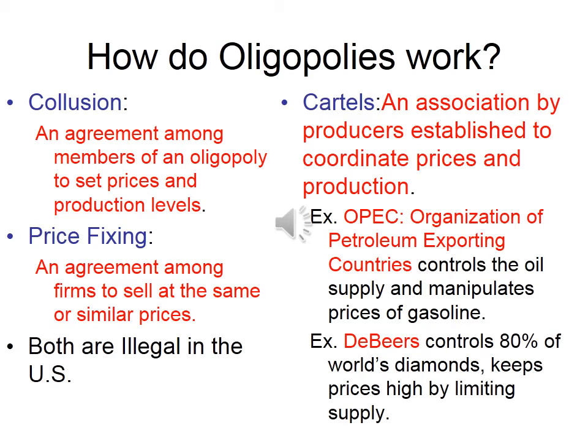Cartels are associations of producers established to coordinate prices and production. Example, OPEC, the Organization of Petroleum Exporting Countries, controls the oil supply and manipulates prices of gasoline. Example, De Beers controls 80% of the world's diamonds and keeps prices high by limiting supply.